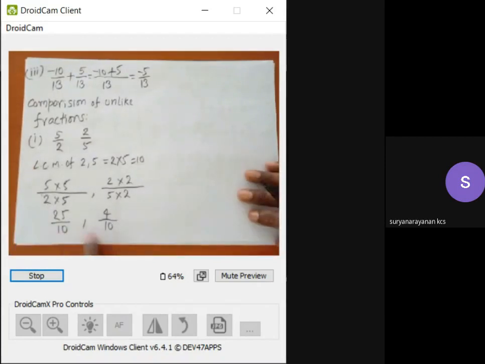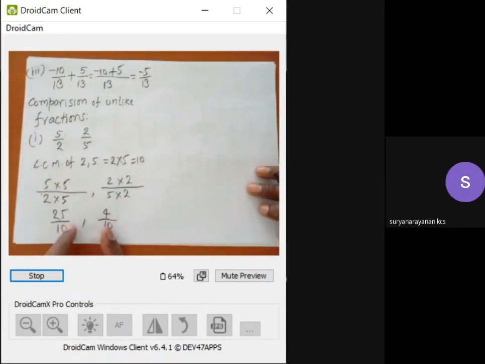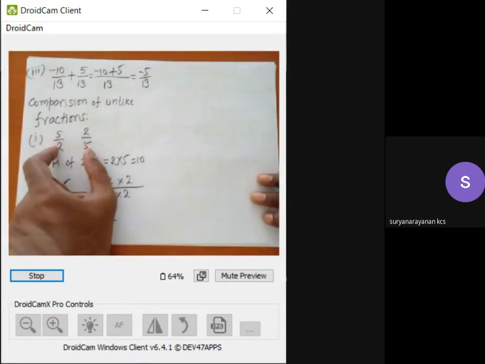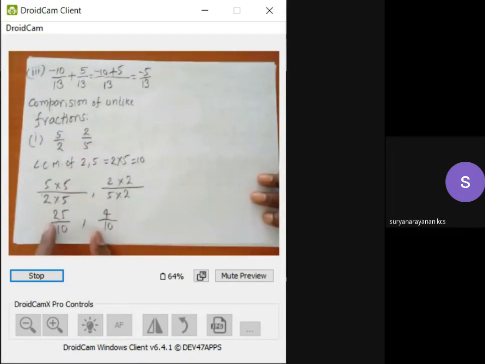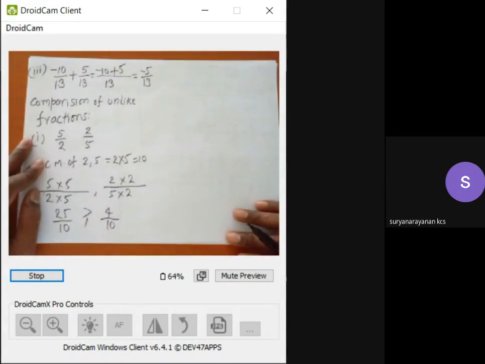Now see this step, my children. If you observe these two fractions, are they like fractions or not? Yes, sir. Now, is it easy to compare these two fractions or not? Yes, sir. Yes, that is why we converted these unlike fractions into like fractions, to compare them easily. Then we can easily compare. The numerator 25 is a bigger number. Here 4 is a smaller number. So here we keep the symbol: 25 is greater than 4. Yes or no?